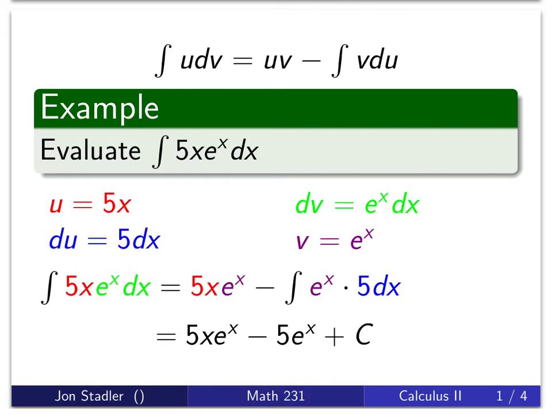And if you want to check your work, you can take the derivative of this. Now, if you think about it, this first term will produce two terms using the product rule. The second term only produces one term. It turns out that two of the terms that appear out of those three terms will cancel with each other, and the only term that will remain is the 5x e to the x.